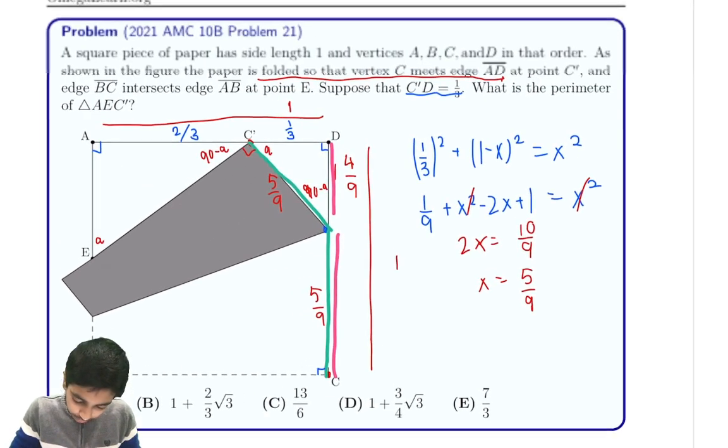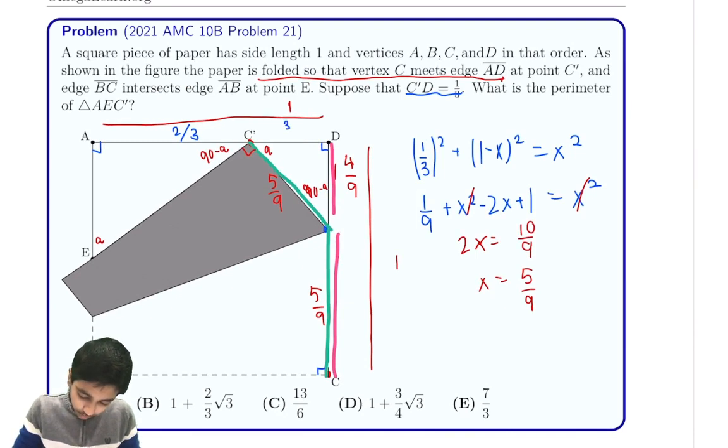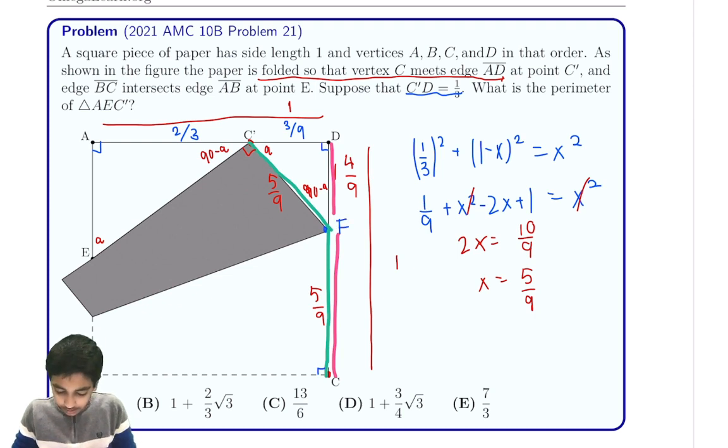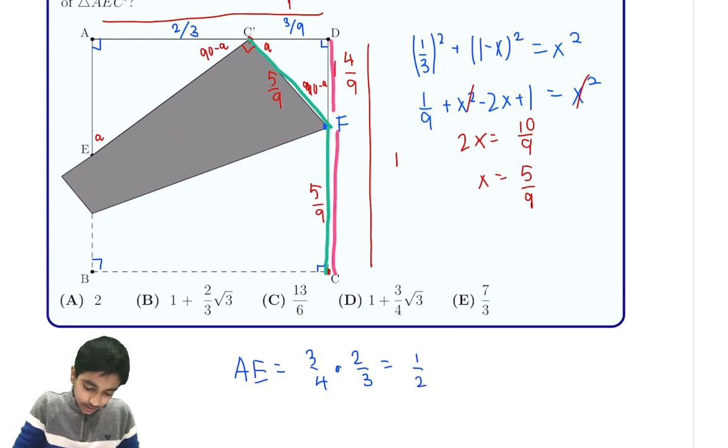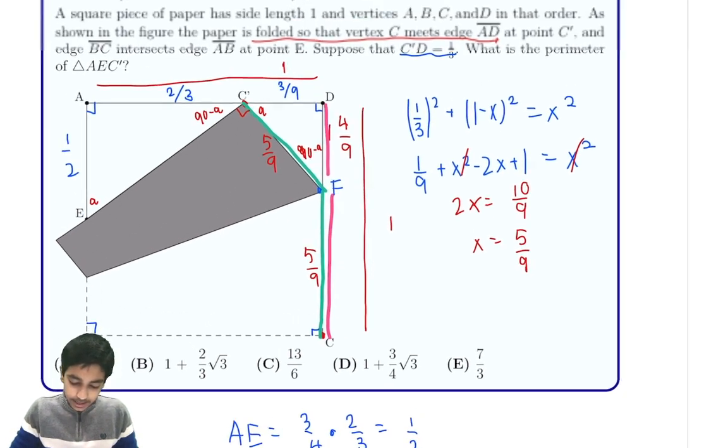You can also notice that 1/3 is equal to 3/9. So, calling this point F, the ratio of CD to DF is 3:4. That means it's 3/9, 4/9, 5/9, which should remind you of the 3, 4, 5 right triangle. That means AE will be 3/4 of AC prime, because 3, 4, 5. So AE will be 3/4 of 2/3, which is 2/4, which is 1/2. So AE will be 1/2.